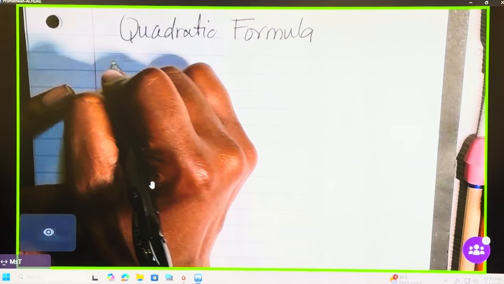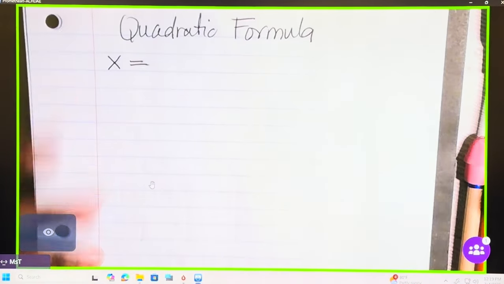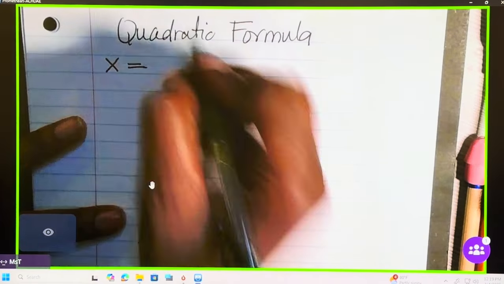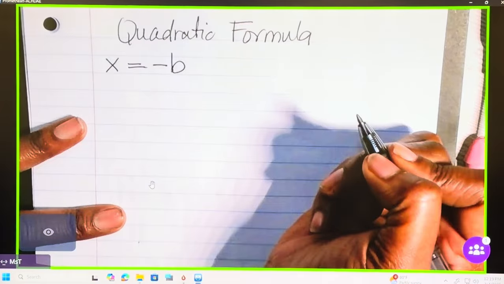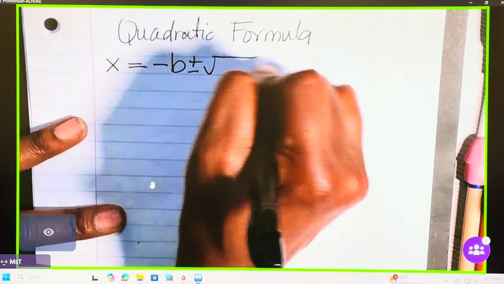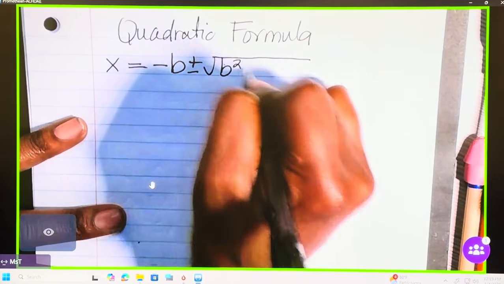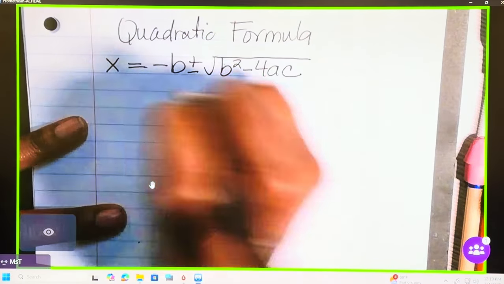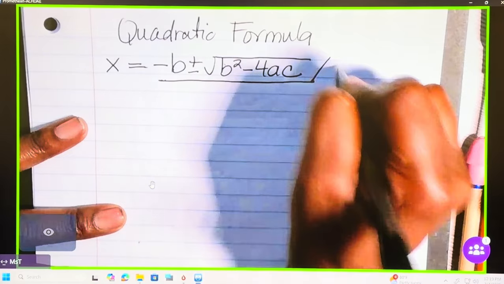So here's the quadratic formula. X equals negative B plus or minus the square root. Zaron, are you with me? Yes. B squared minus 4AC, all over 2A.